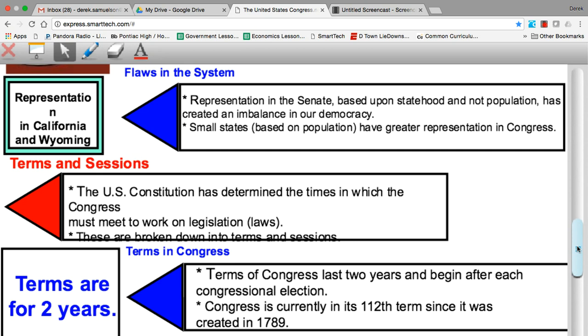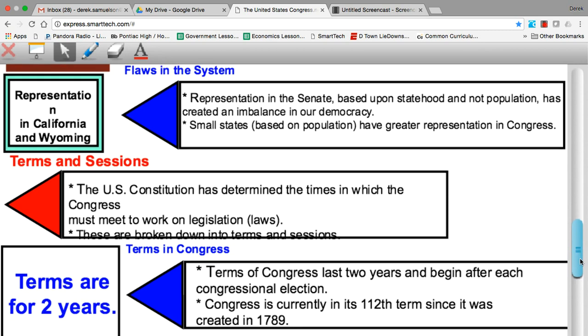Congressional elections are held in November, and the term of Congress begins in early January of the following year. Now, Congress is currently in the 112th term, it says right there. It's quite a bit beyond that now. I think we're in the 116th Congress now, since it was created in 1789. So Congress has been going for a while now, and it has 2-year terms.